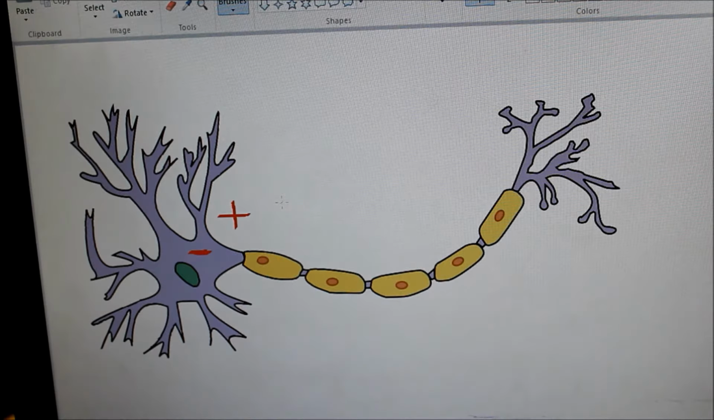Hey guys, now that we all know what a neuron is, we're going to talk a little bit about resting membrane potential. When a neuron is at rest, it's negatively charged on the inside, as you can see here I drew a negative charge, and positive charge on the outside.